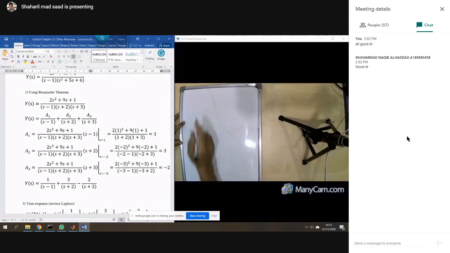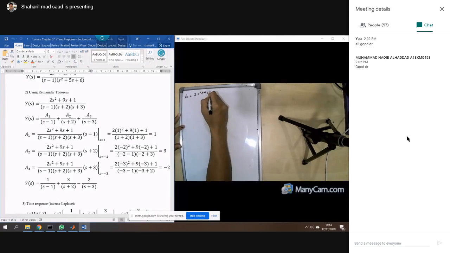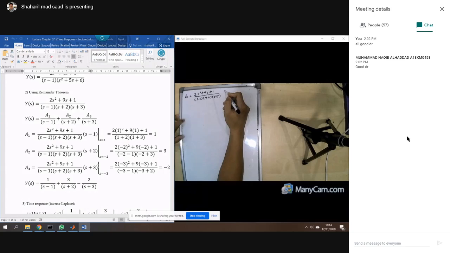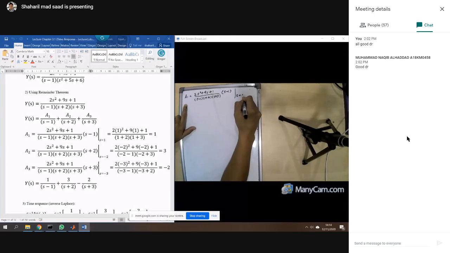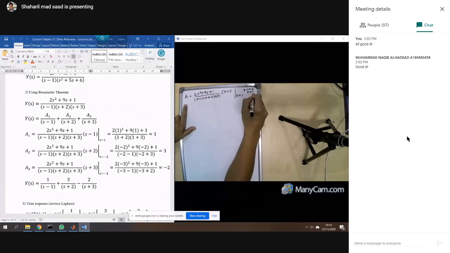Now, you want to find A1, so it is equal to (2s squared plus 9s plus 1) divided by (s minus 1)(s plus 2)(s plus 3). So A1, that means A1 over s minus 1. So that means you need to multiply with s minus 1. And then you apply s equal to 1, right? That means s minus 1 equal to 0. So s equal to 1.